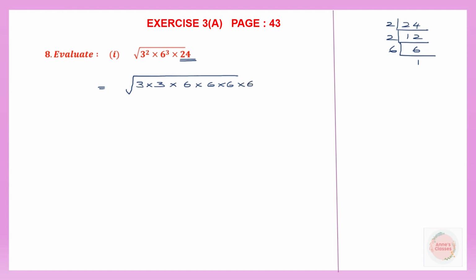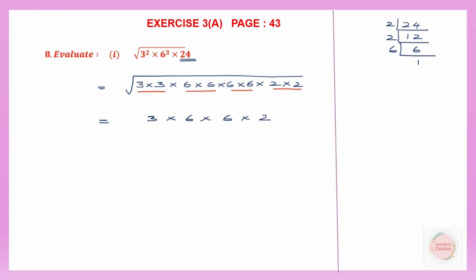And then the other 2s, there are 2 2s. So 2 into 2. So we have all the factors. Now it becomes easier for us to pair it up. So here I have one pair of 3s, one pair of 6, another pair of 6, another pair of 2. Now we take one from each pair. So that is 3 into 6 into 6 into 2.